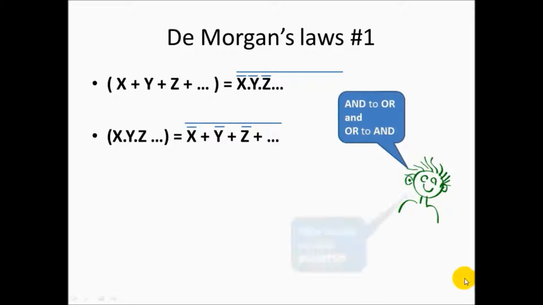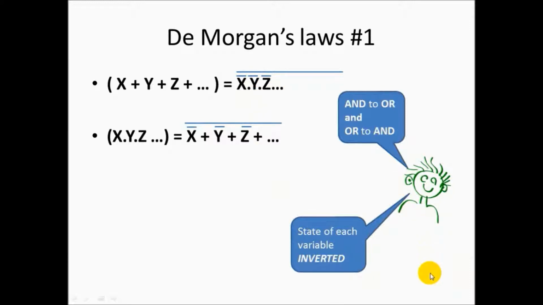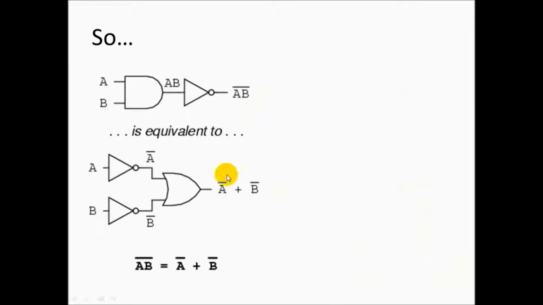OR to AND. The state of each variable is inverted, and indeed the expression carries a line. So that is equivalent to inverting our A and B, negating our A and B, and putting it through an OR. Inverting it, we put the line above it, but it's exactly the same as inverting each individual variable and putting it through an OR. So AB negated is the same as individual A inverted or individual B inverted.